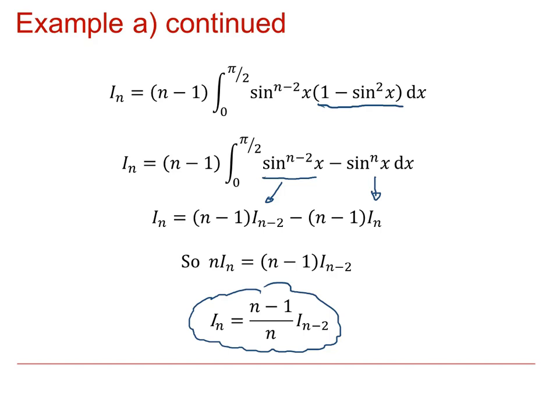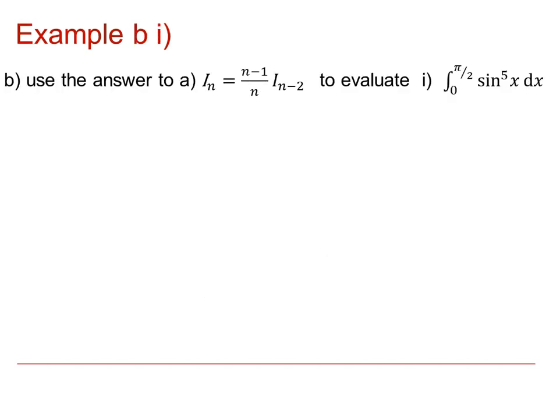The second part of the question asks us to use this reduction formula to evaluate some particular integrals. The first one is sine to the power 5 of x dx. So this is I5. So we can use our reduction formula to see that I5 must be equal to 4 over 5 I3. But I3, of course, is equal to 2 over 3 I1.